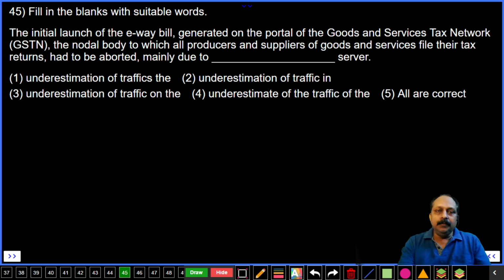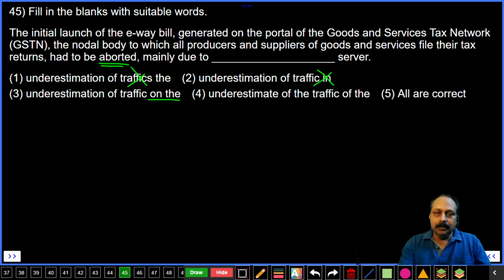The initial launch of the e-way bill generated on the portal of the Goods and Services Tax Network (GSTN), the nodal body to which all producers and suppliers of goods and services file their tax returns, had to be aborted. Abort means to give up, to leave. It goes with missions, mainly due to underestimation of traffics. "Traffics" is not correct. "Underestimation of traffic in server": "in" is not correct. Underestimation of traffic on the server.